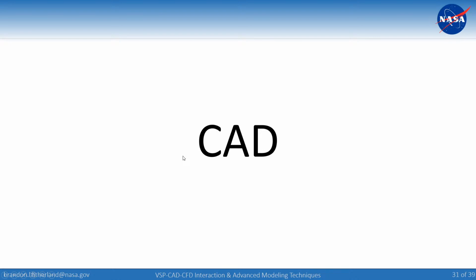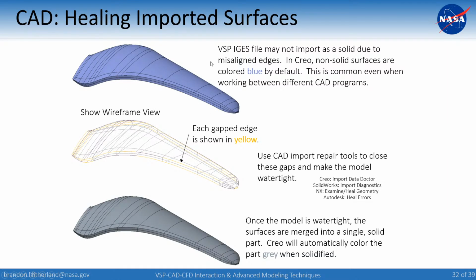So a brief word on how to fix things in CAD while we're talking about it. An IGES file or a STEP file might not come into your CAD program as a solid because maybe there's some misaligned edges, maybe there was a tolerance issue, but it might come in as a surface. And the easiest way to fix this stuff is to look at your wireframe view, and typically a CAD system is going to identify any gaps or misaligned edges by highlighting them.